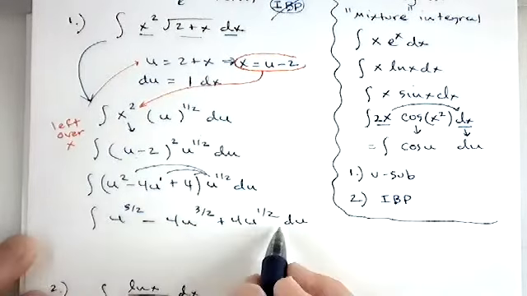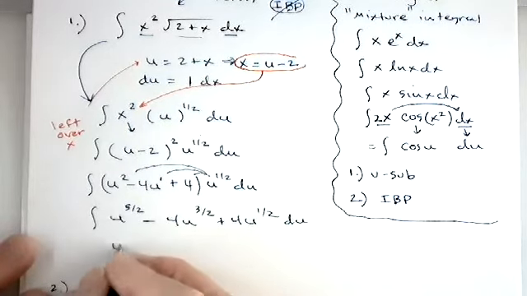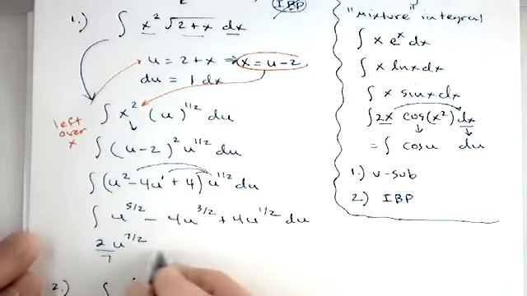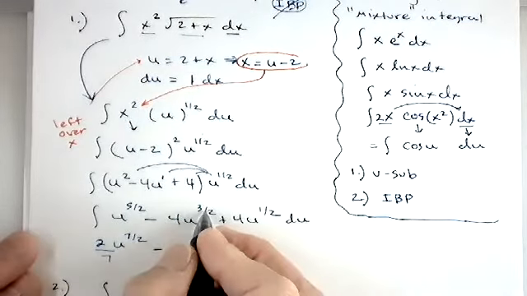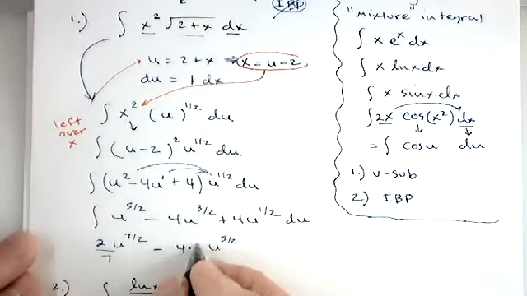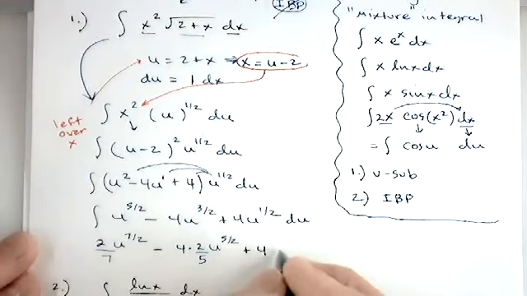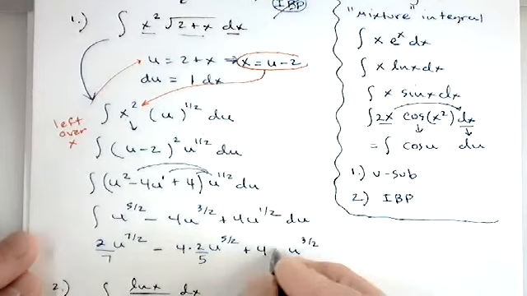And then once you get them all written like this, you're just using your old power rule where you add 1. So this would be u to the 7/2. If you catch yourself, you could either divide it by 7/2 or times 2/7, so you don't have to rewrite. I'm running out of room here. So minus 4 u to the 5/2 if I add 1, divided by 5/2 or times 2/5. And then another 4 u, add 1 to 1/2 gives me 3/2, divided by 3/2 or times 2/3, plus a constant.